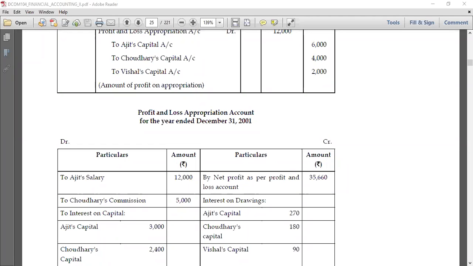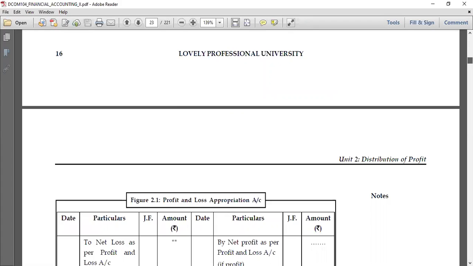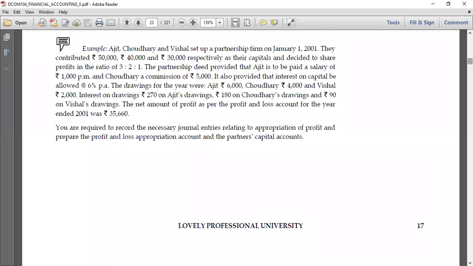Okay, if you have drawn that, then write now under particulars: net profit brought forward. You write it in the second column of the amount column. I hope the net profit which we have in that question was 35,660.